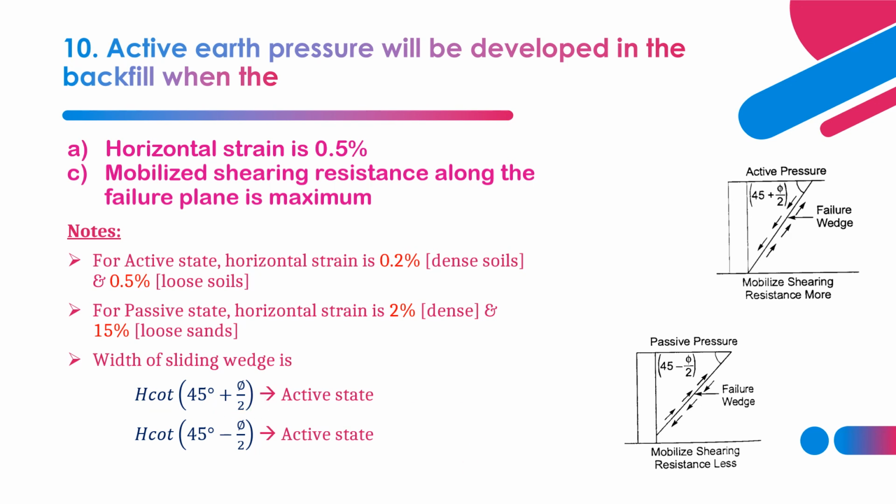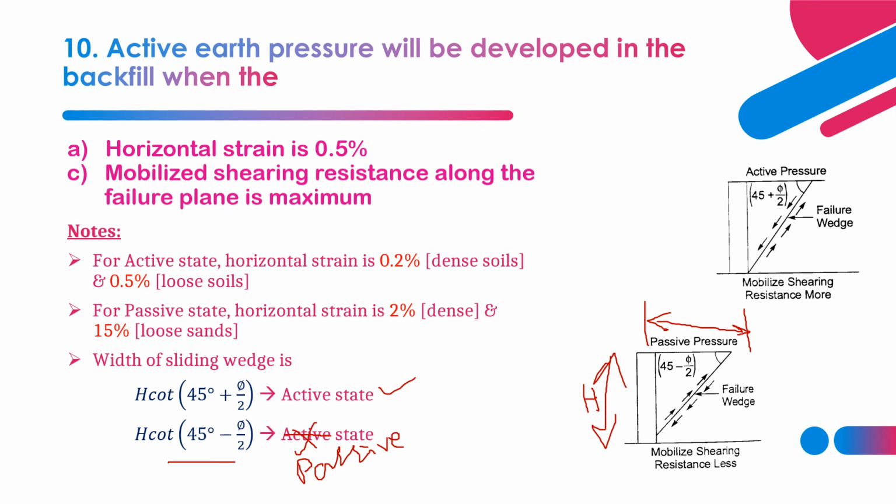The width of sliding wedge is H into cot of 45 plus phi by 2. That is nothing but this one. This is the width of sliding wedge, and what is the value of that? H into cot of 45 plus phi by 2. This H is the total depth of backfill, and H into cot of 45 plus phi by 2 gives the width of sliding wedge in case of active state, and in case of passive state that will be 45 minus phi by 2. So these are some more points regarding active earth pressure and passive earth pressure.